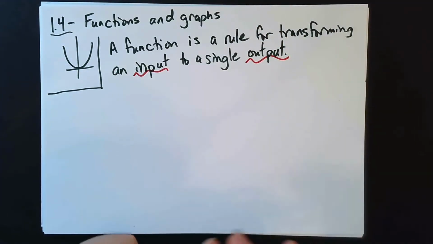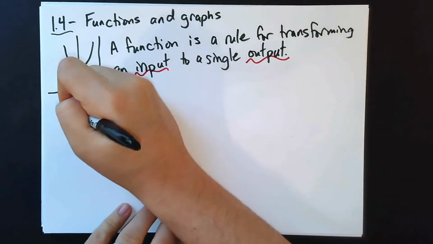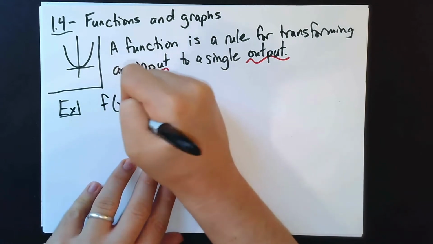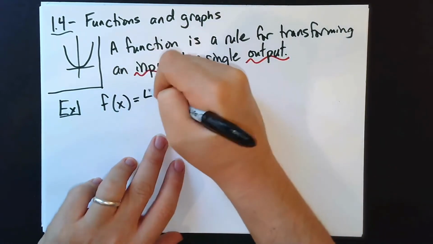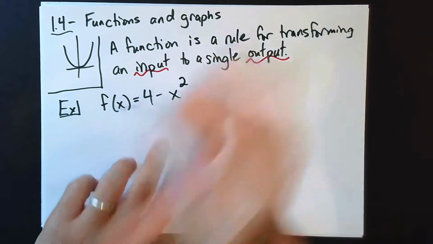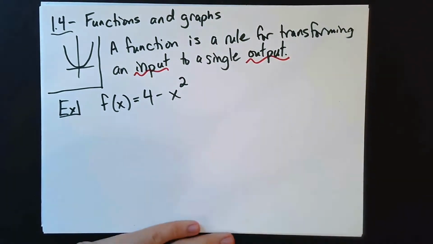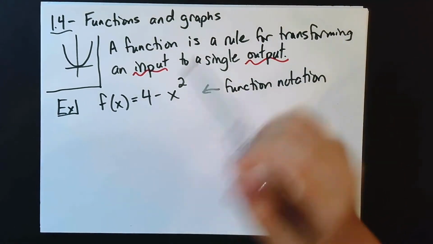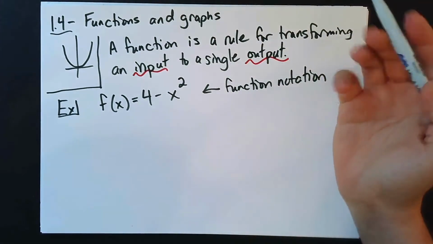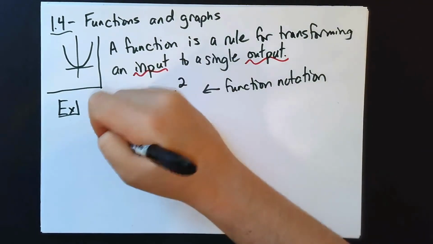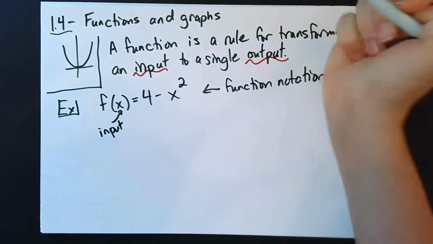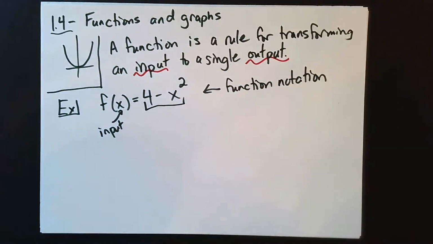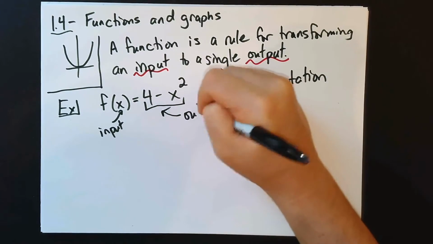Now, we have a particular way we usually like to write functions, which is in this f of x equals 4 minus x squared, this kind of notation. And this is called function notation. Now, how does this transform inputs into outputs? Well, you should always be thinking, this thing in the parentheses, that's where the input's going to go, and then this thing on the other side of the equal sign, this is the output.